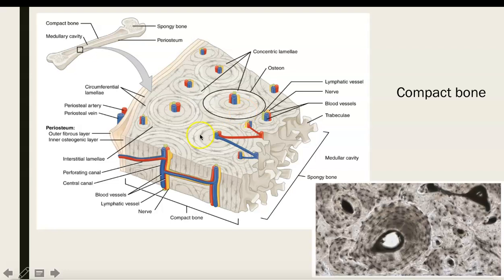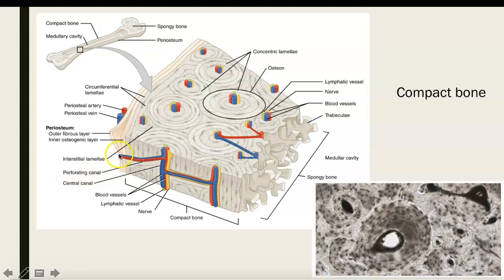Where are these vessels coming from? They're actually coming from outside the bone. You might imagine that. They're coming through what are called the nutrient arteries and veins, here referred to as periosteal artery and vein, that penetrate right into the core of the compact bone through what are called perforating canals.